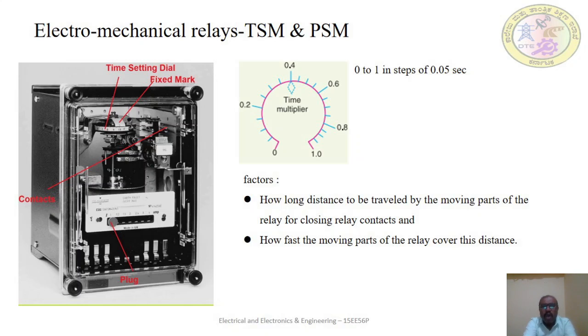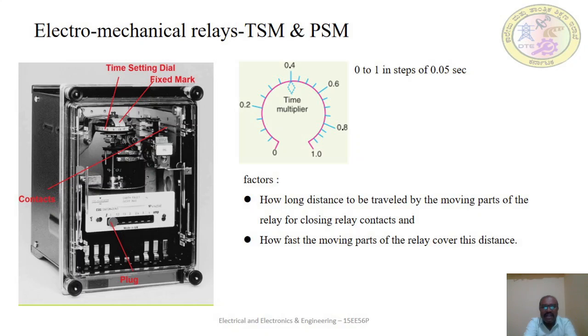First, how long a distance must be traveled by the moving part of the relay for closing the relay contact. You can observe the aluminum disc. Second, how fast the moving part of the relay covers this distance. So, to adjust the relay operating time, both factors have to be adjusted.